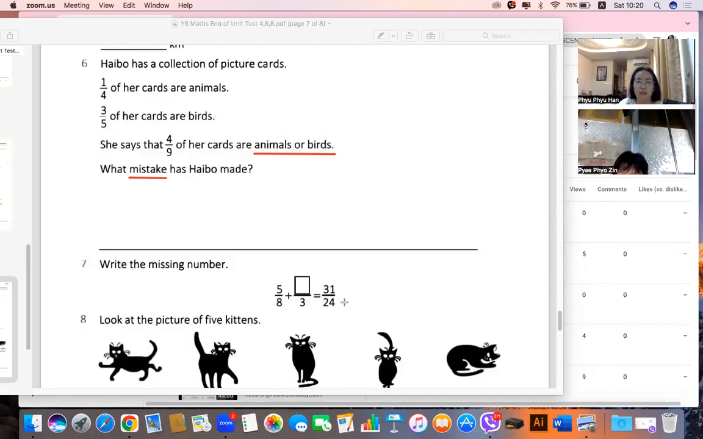Okay, so now we will add 1 by 4 and 3 by 5. Okay, we will try to add it. So what do we get? Okay, so 1 by 4. So what is the common multiple between 4 and 5? Because this is the addition, we want to make the denominators the same.